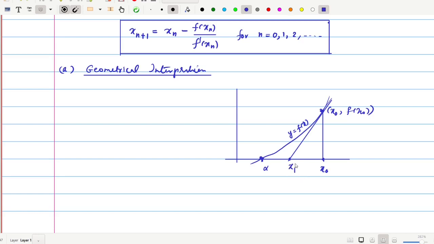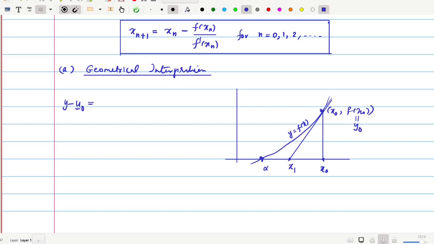So how will you get this x1? First of all, you need to write the tangent of this curve at this point, the tangent of y equal to f of x. That is obtained by y minus y naught, the equation of the tangent. The equation of this line is obtained by considering that the line passes through this point x naught, f of x naught. This is nothing but our y naught, so it passes through x naught, y naught.